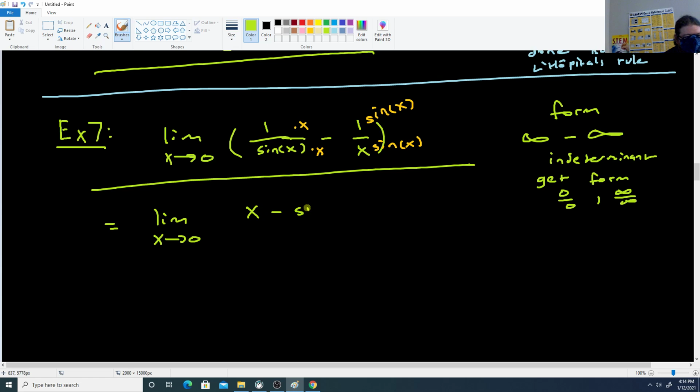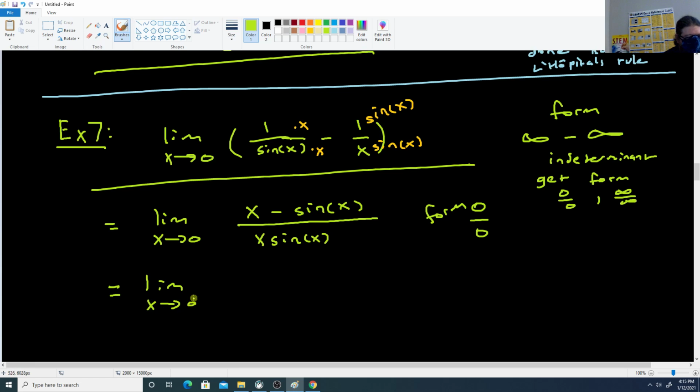We have x minus sine of x up top. So 1 times x is x, 1 times sine of x is sine of x, and the denominator is sine of x times an x. So we'll say x sine of x. When I put 0 up here, I get 0 minus sine of 0 is 0. When I put 0 down here, I get 0 times sine of 0, which is 0. So we're in the form 0 over 0 now, so we can apply L'Hopital's rule. So now that we have the correct form, we can use L'Hopital's rule.